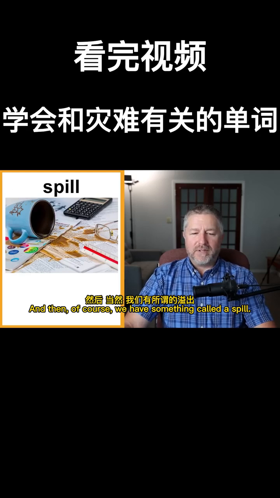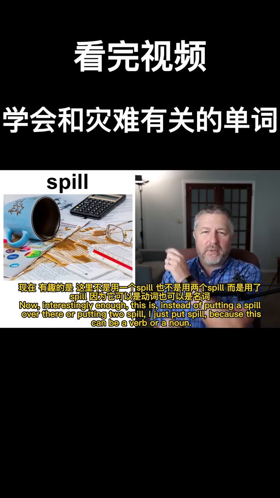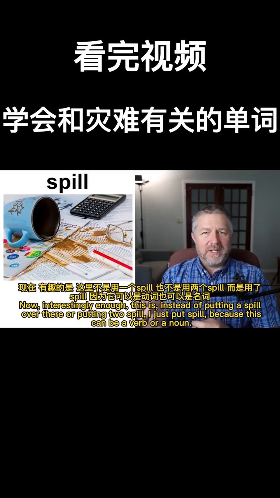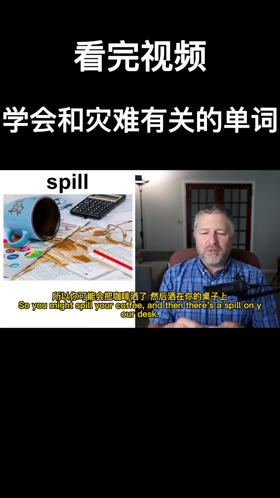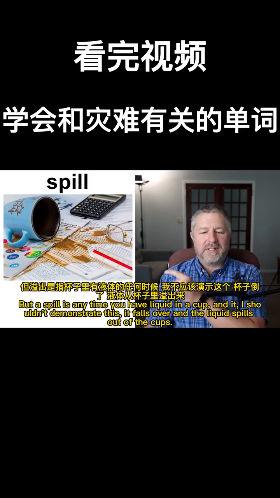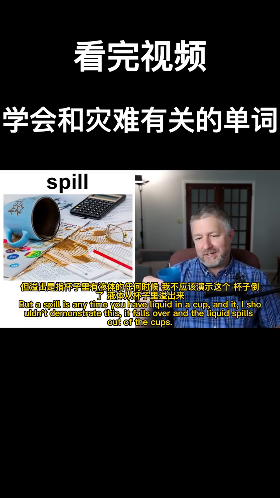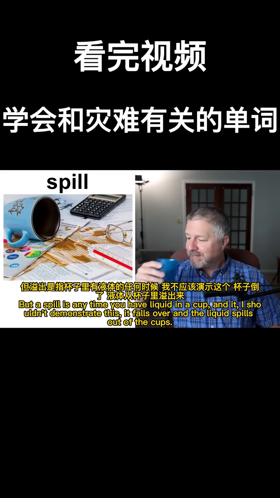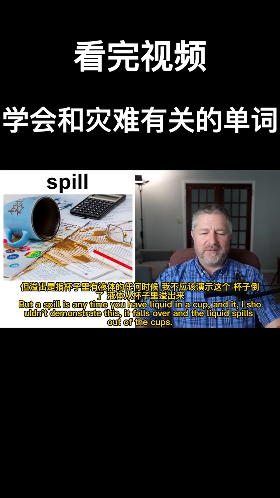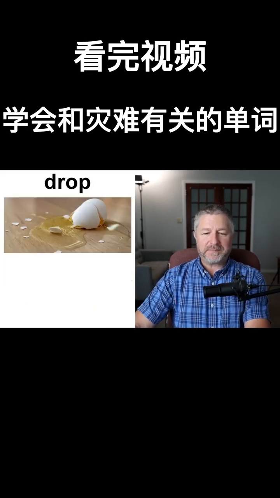And then of course we have something called a spill. Now, interestingly enough, instead of putting "a spill" or "to spill," I just put "spill" because this can be a verb or a noun. So you might spill your coffee and then there's a spill on your desk. Oh, watch out. There's a spill in aisle 4 of the grocery store. But a spill is any time you have liquid in a cup and it falls over and the liquid spills out of the cup. So over here we have a spill. Someone has spilled their coffee.